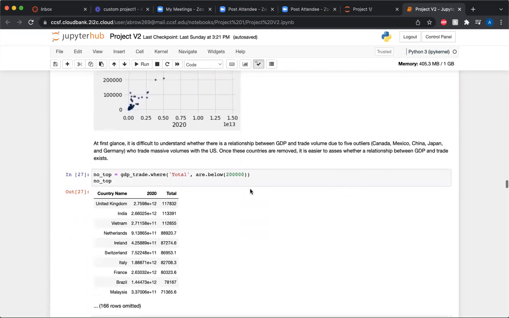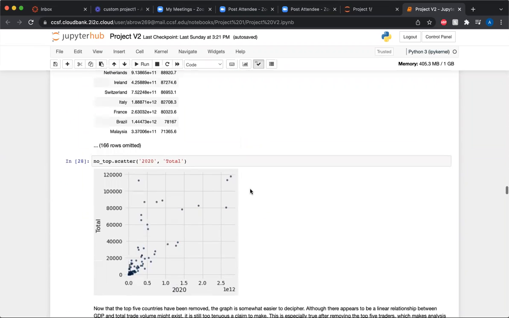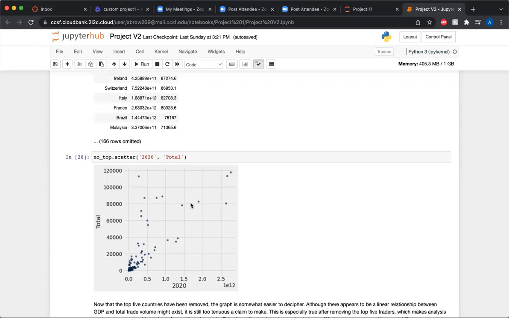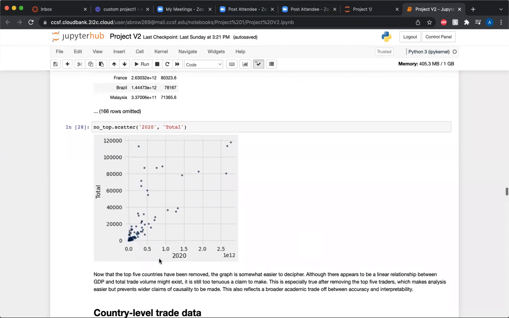So I excluded some of the top countries and looked at that again. You can see a bit of a linear relationship between GDP and total trade, but it's hard to make any wider claims. And in the future, I probably should have excluded some of the bottom outliers as well and just looked at that central core group of countries, which may have highlighted a relationship, but I feel like it's unlikely.